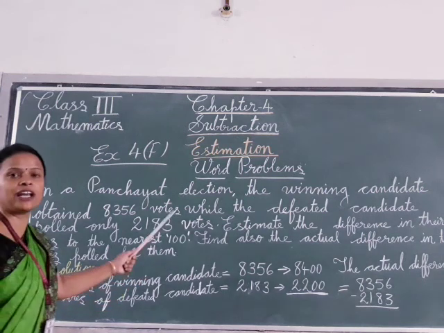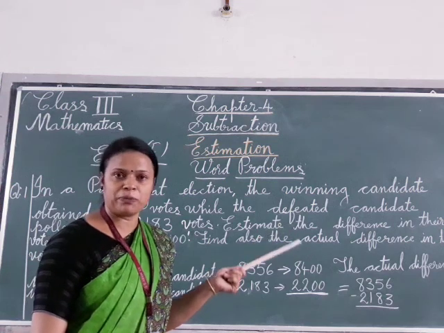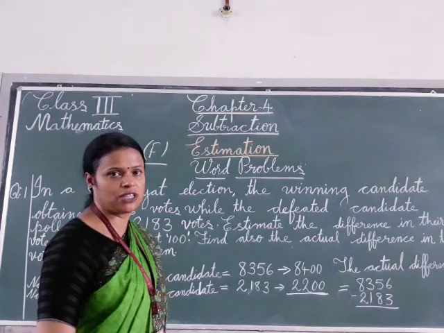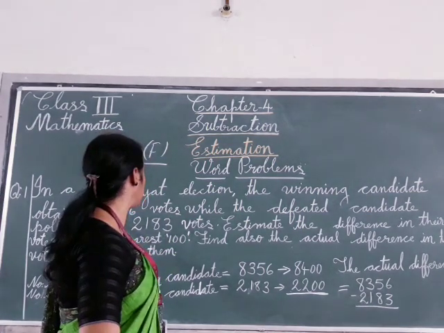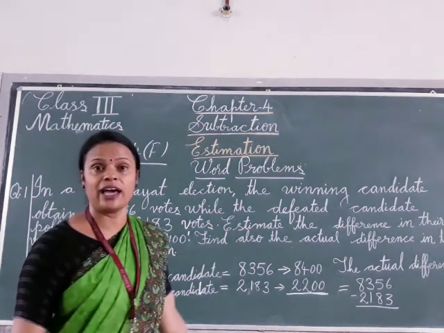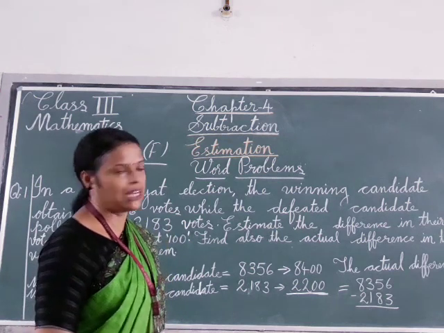That means here we are explaining, in a panchayat election, one person got 8,356 votes. Another one, who lost, the one who won got 8,356 votes, and the one who lost got 2,183 votes only. Good.